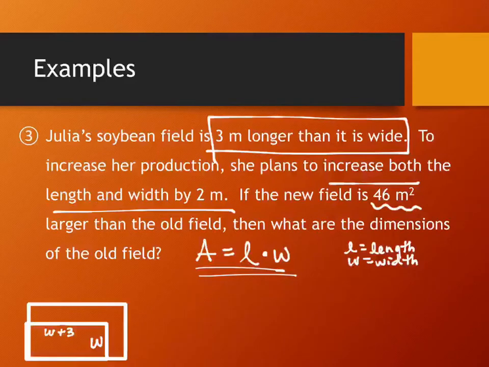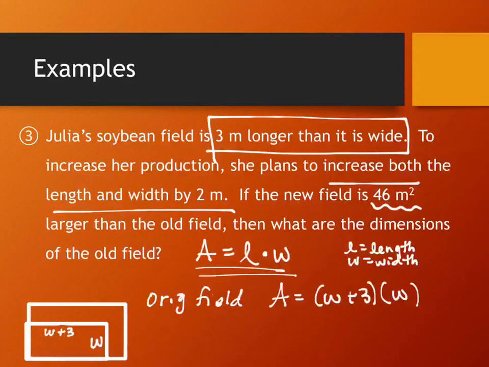So my original field, let me actually write that one down first. My original field would have an area where the length is W plus 3 times the width, which is W. Does that make sense? That's my original field. Now I don't know the W, so I can't keep going from there, but that's my original field.